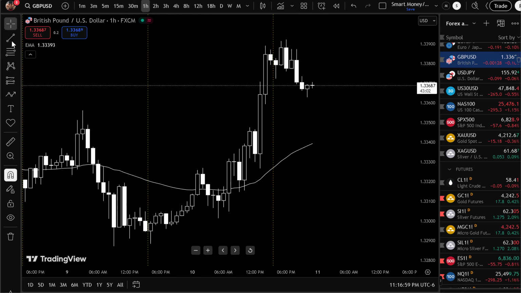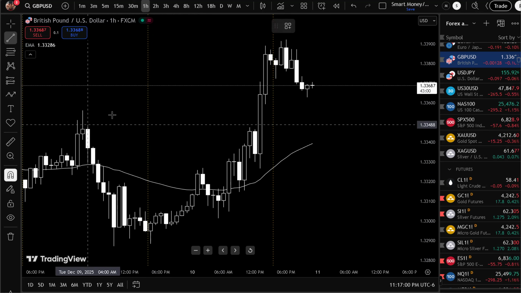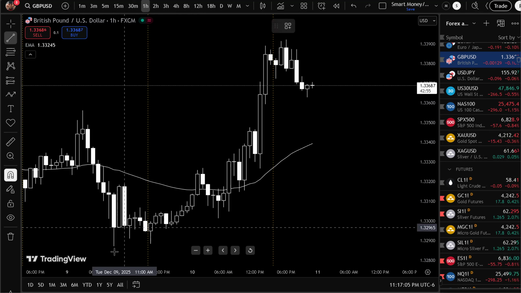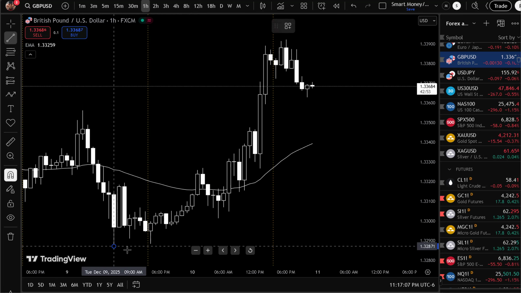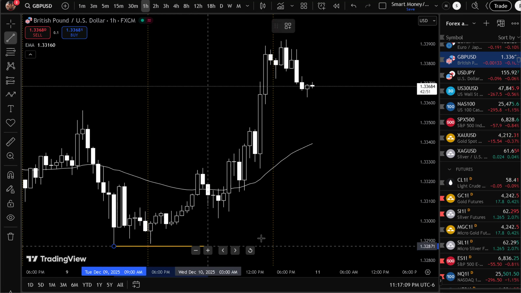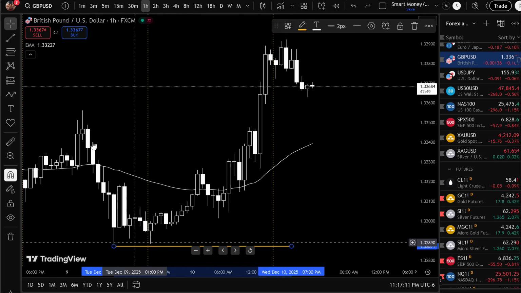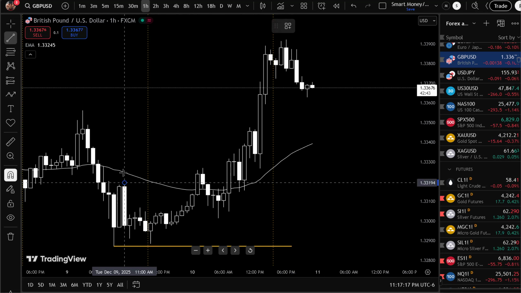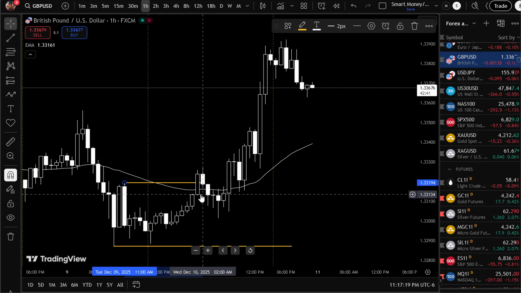Now, what I like to do, I always like to mark the pullback. I can mark here, the pullback started there, because see, this was coming down. So it went down and then went up and made a high. So you mark the start of the pullback and the end of the pullback, right? And then look at what happened.